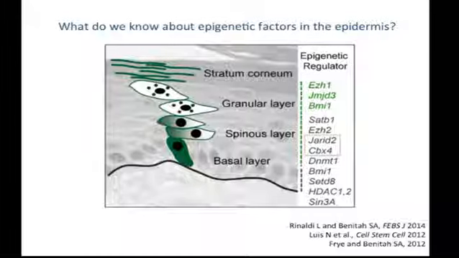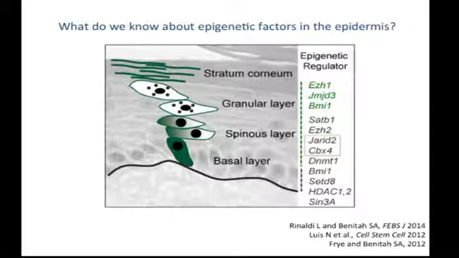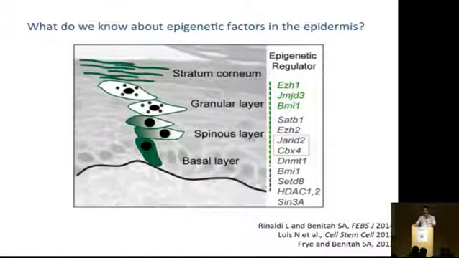The epidermis is a multi-layer epithelium that relies its function on a basal layer of epidermal stem cells that proliferate, migrate, and differentiate upward, forming the different layers of the epidermis itself. It's well known that different epigenetic factors are differentially expressed throughout the different layers of the epidermis.